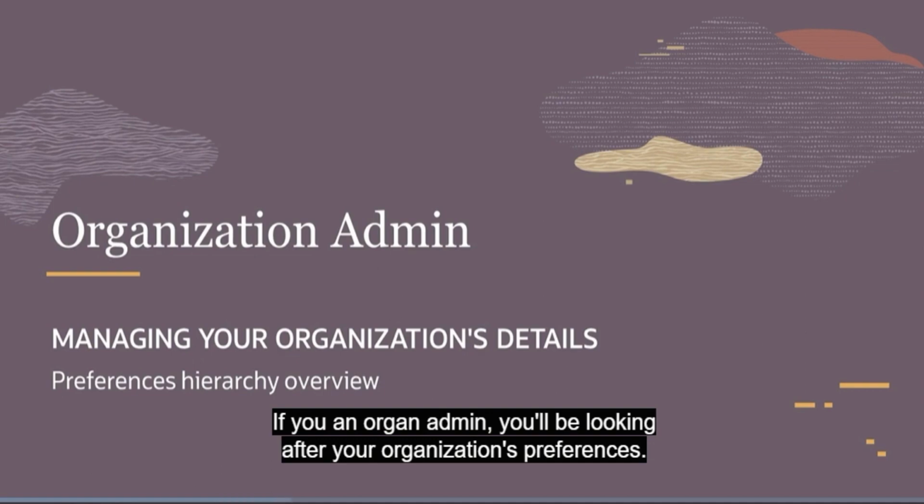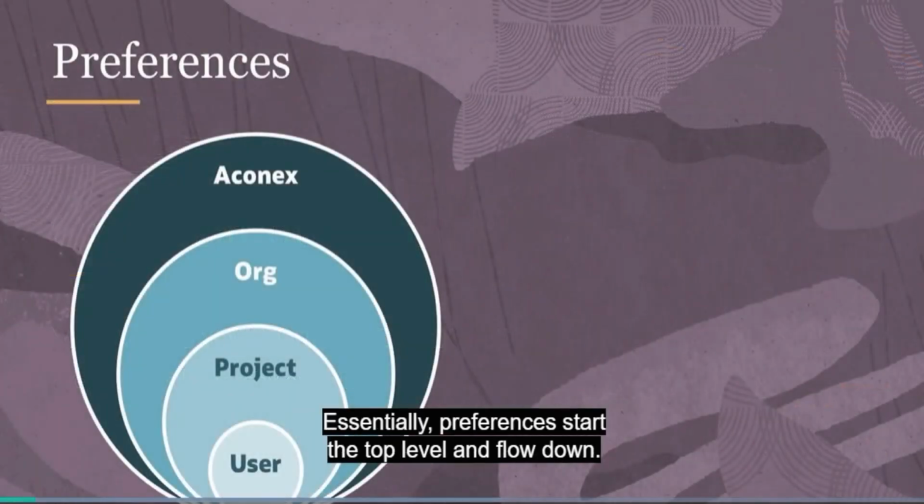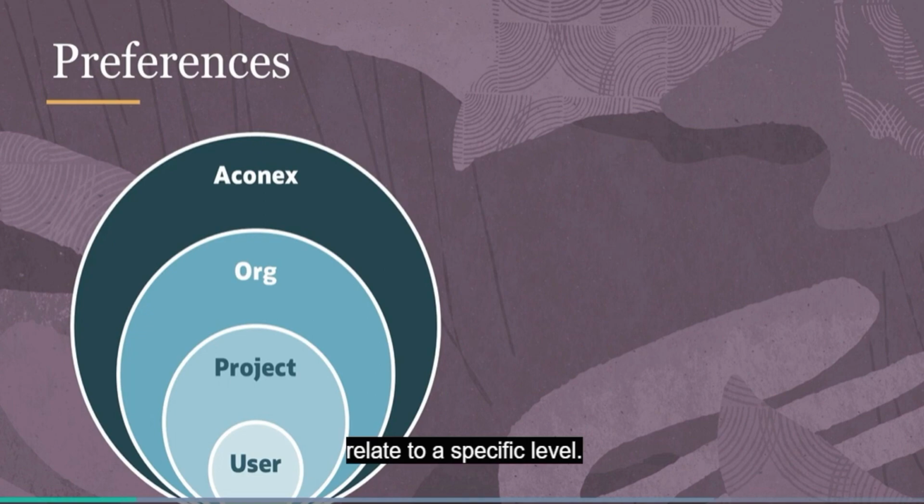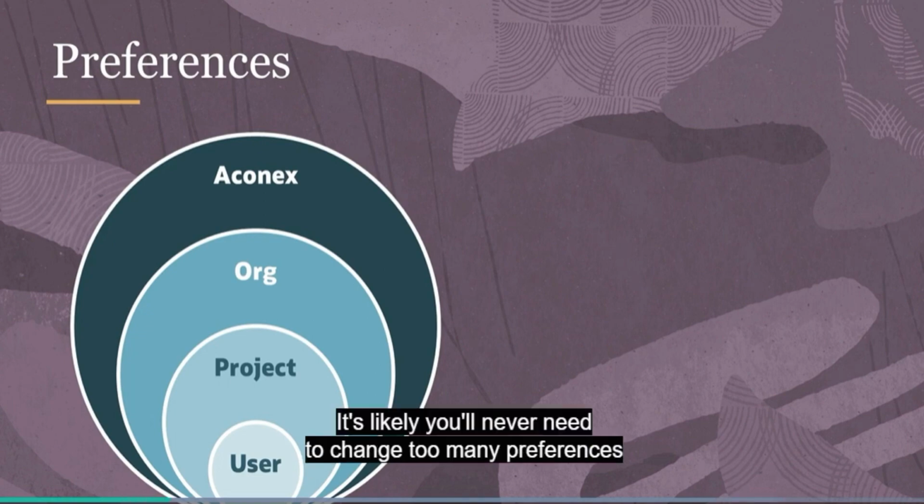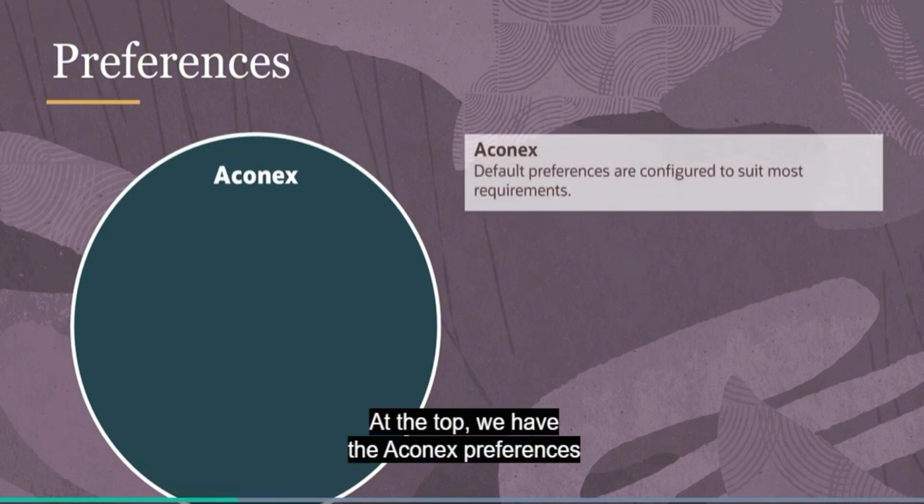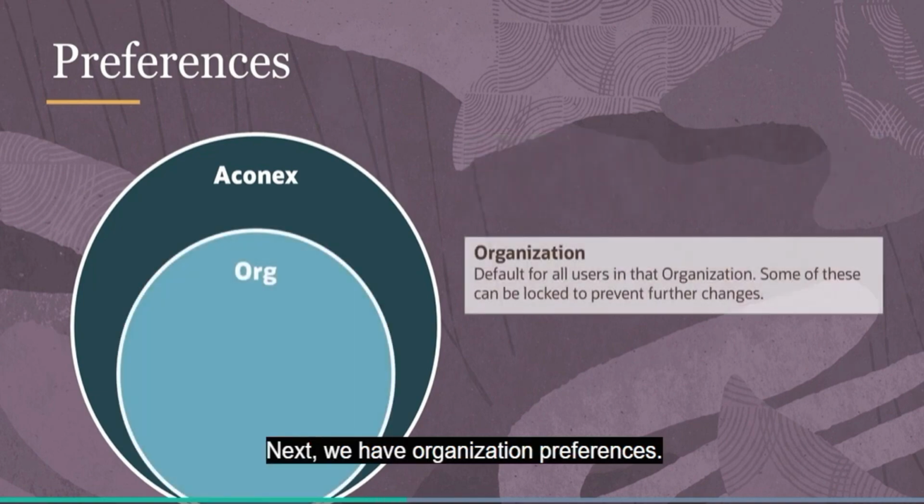If you're an org admin, you'll be looking after your organisation's preferences. The preferences have a hierarchy, so let's take a look at that now. Essentially, preferences start at the top level and flow down. Not all preferences flow down because they might only relate to a specific level. It's likely that you'll never need to change too many preferences, but it's good to understand the hierarchy. At the top, we have the Aconex preferences that are controlled by, you've guessed it, Aconex. These are not accessible by anyone else, and they control a lot of the default preferences and suit most organisations and most projects.